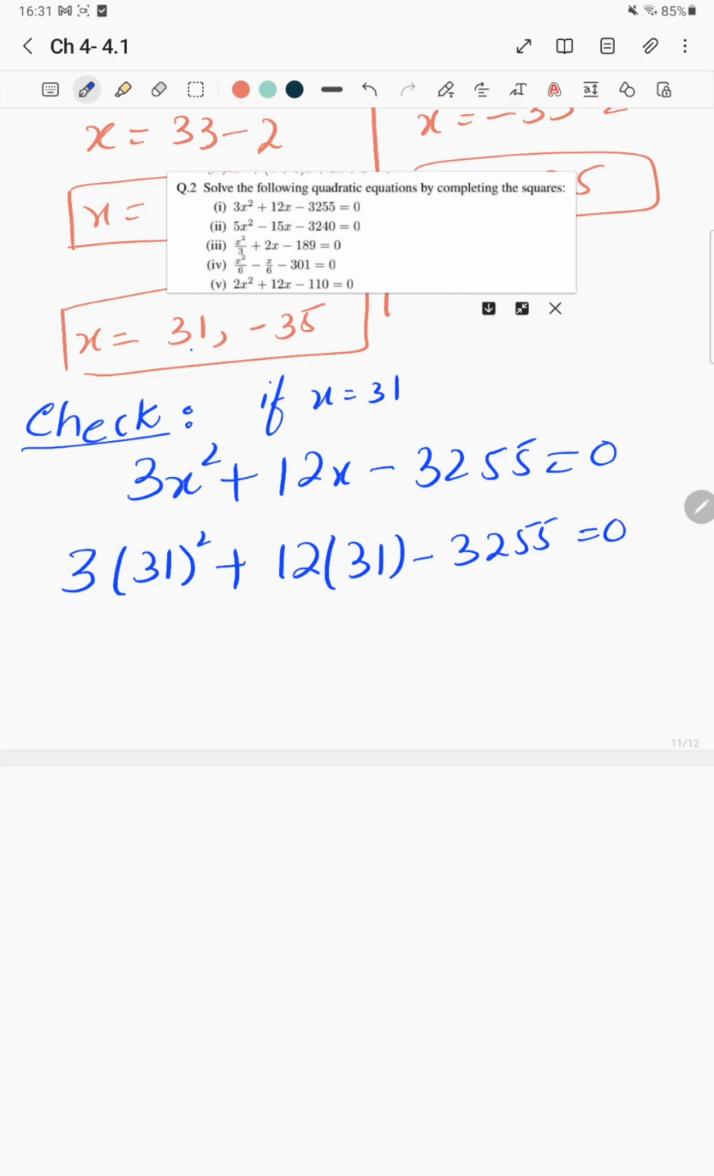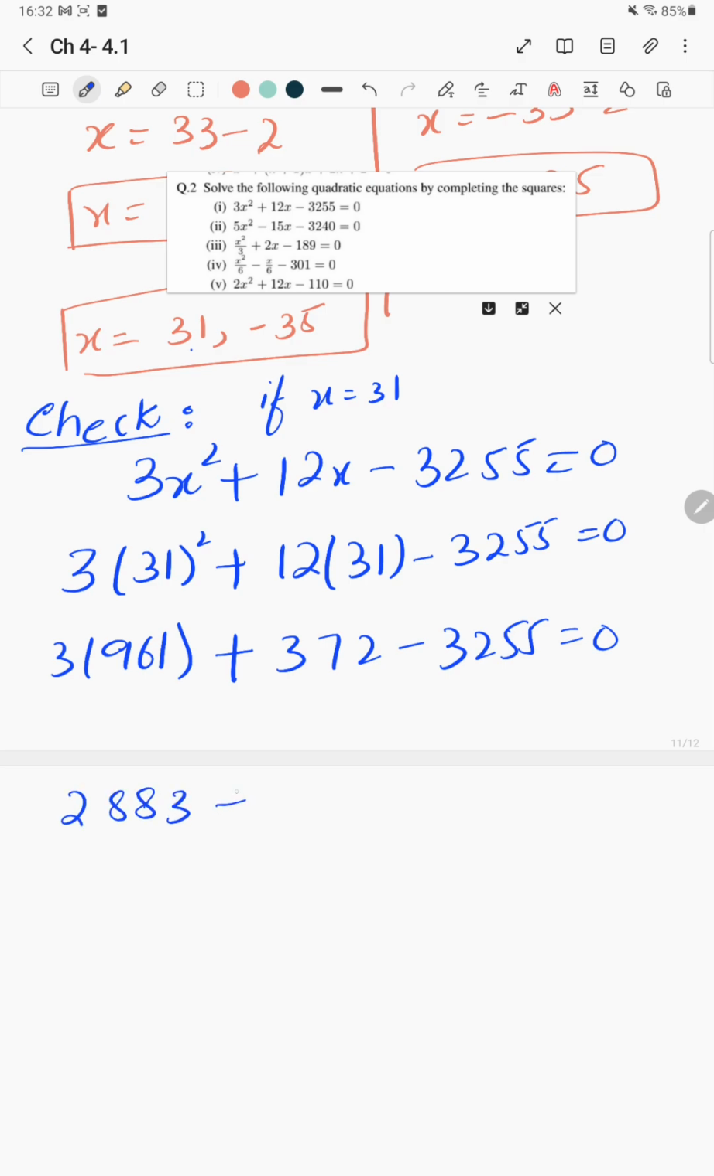Now let's solve this. What is 31 square? So first you have 961 plus 12 into 31 minus 3255, which is equal to 0. 961 multiplied by 3 is 2883 plus 372 minus 3255 should be equal to 0.